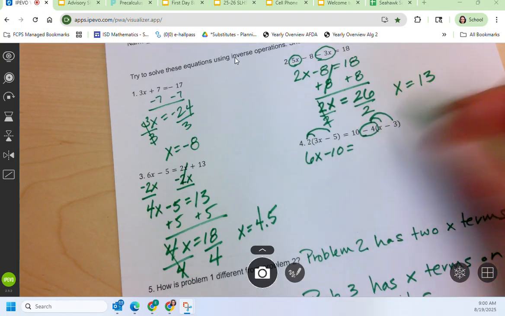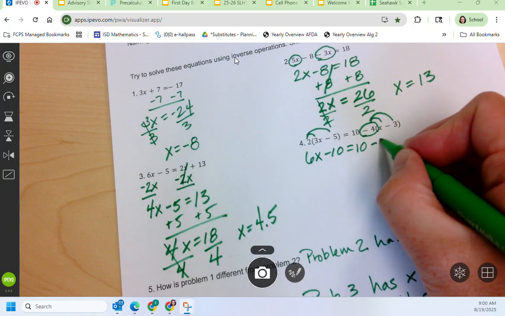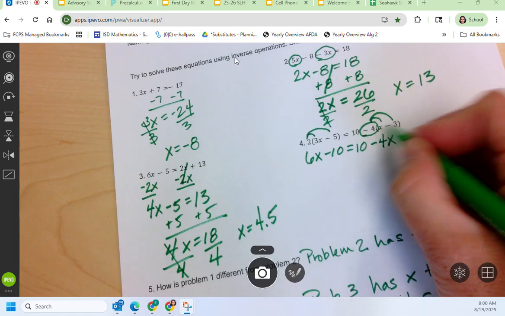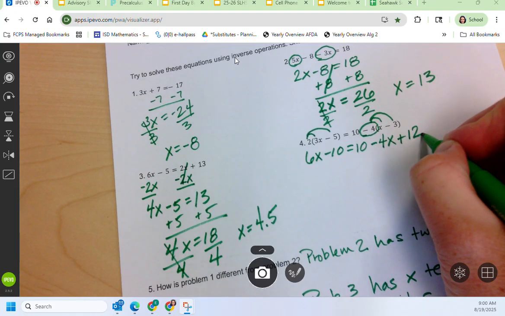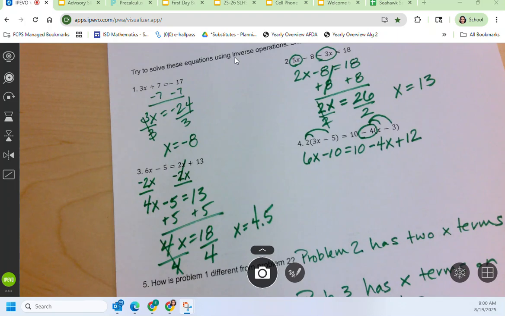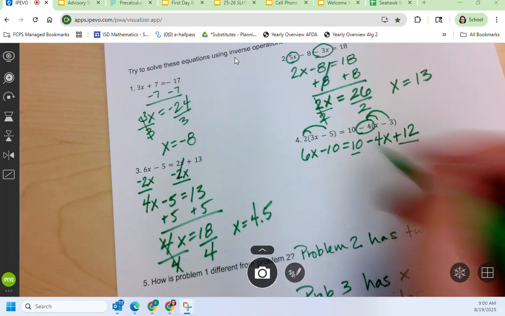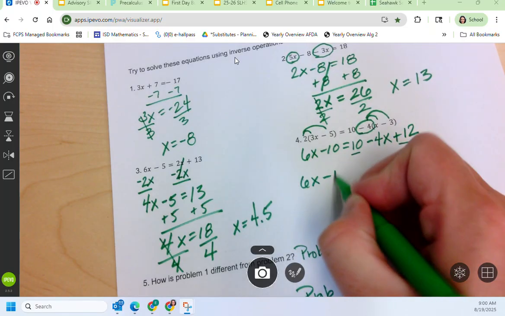Remember that you have to multiply negative 4, not just 4. So I bring down the 10. I have a negative 4x, and then negative times negative is positive. So I do want you to check that and see, did you have a positive 12 there? All right, so now I do have like terms 10 and 12 on this side. So in my next step, I'll combine those.